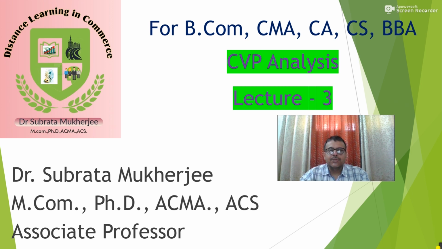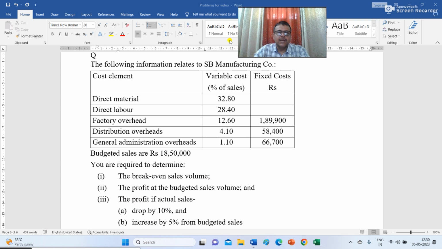Today I am going to discuss another problem on CVP analysis. This is lecture number 3 and you can watch the other lectures on CVP analysis in the playlist section of the channel. The following information relates to SB Manufacturing Company. So we have cost element, variable cost which is given as a percentage of sales and the fixed cost.